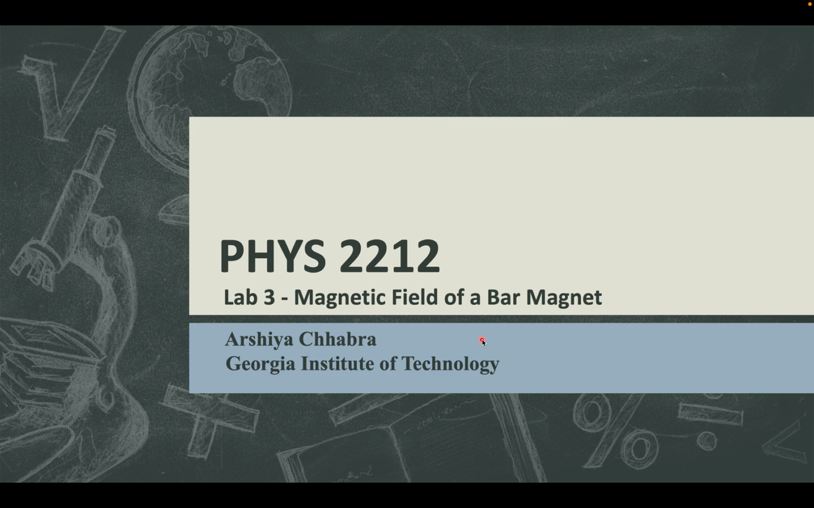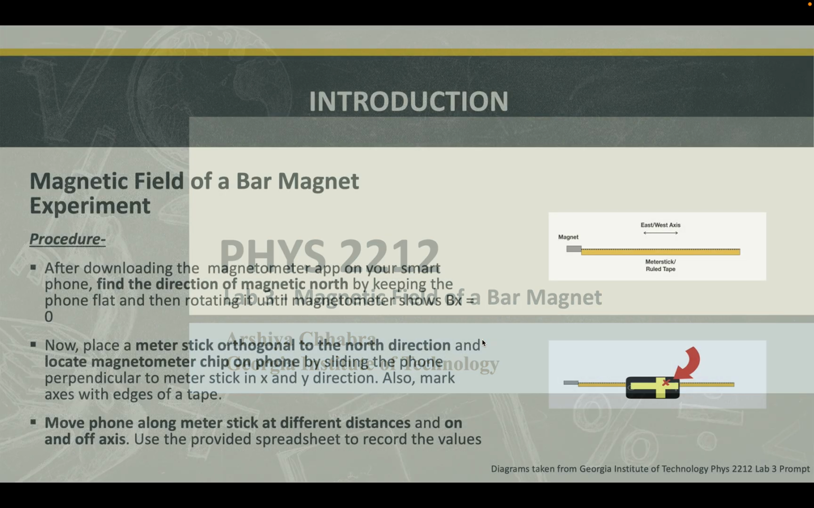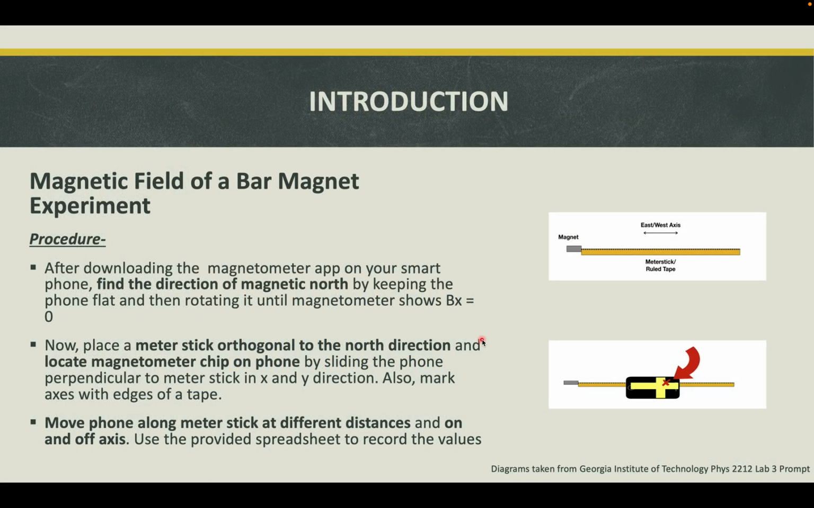Hi everyone, I'm Arshia Chabra, and today I'm walking you through my Lab 3 video report for the Physics 2212 class at Georgia Tech. The main purpose of this lab is to study the correlation between magnetic field and observable distance, both on and off axis, and also study the field computationally by modeling it using GlowScript.